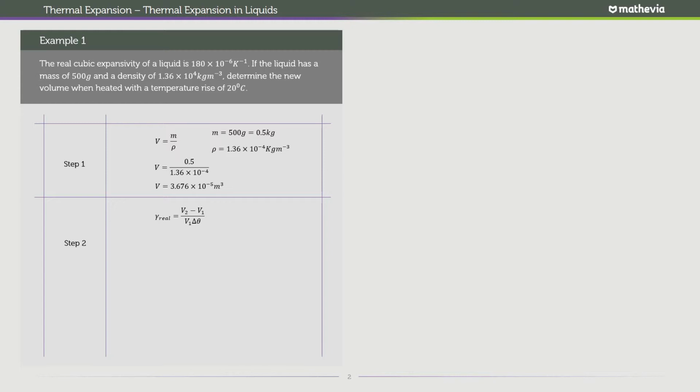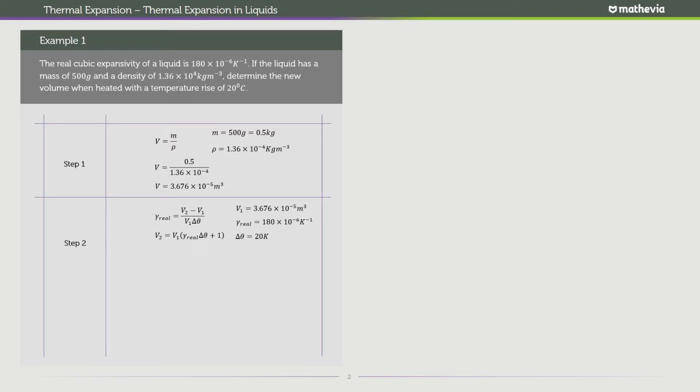So we have the real expansivity equals this, and we make v2 the subject of the formula. In the end we have v1 as 3.676 times 10 to the power of minus 5 meters cubed, our real expansivity is 180 times 10 to the power of minus 6 per Kelvin, and our change in temperature is 20 Kelvin. It's 20 degrees Celsius, which is 20 Kelvin.